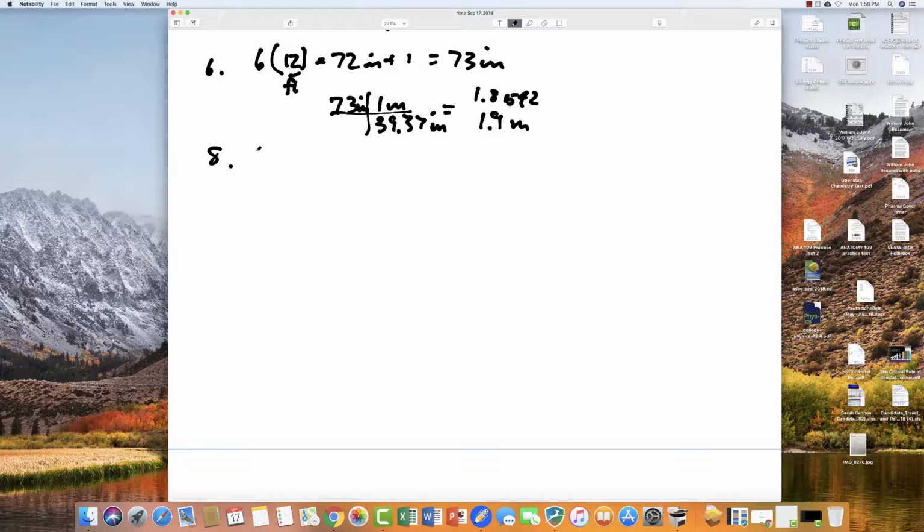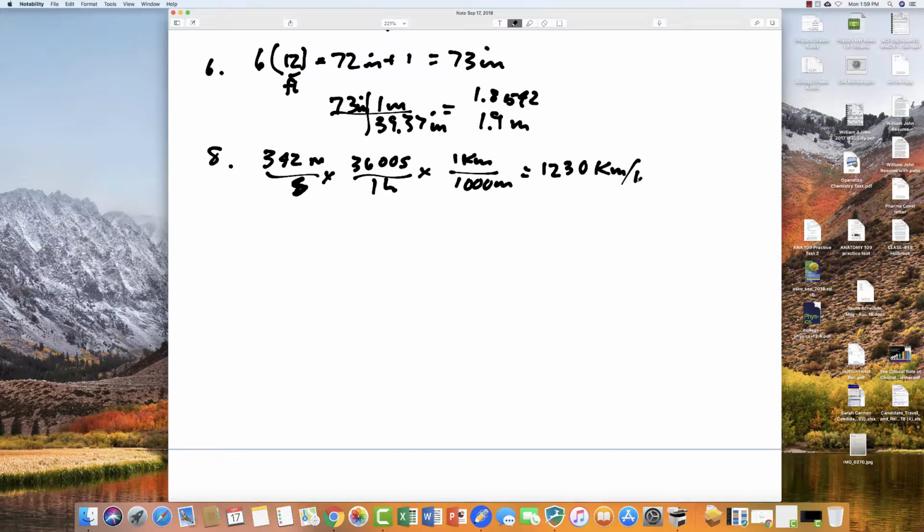Number 8, the speed of sound is measured to be 342 meters per second on a certain day. What is that in kilometers per hour? So 342 meters per second times 3,600 seconds in an hour times 1 kilometer is 1,000 meters. You do the math here and you get, to 3 significant figures, 1,230 kilometers per hour.